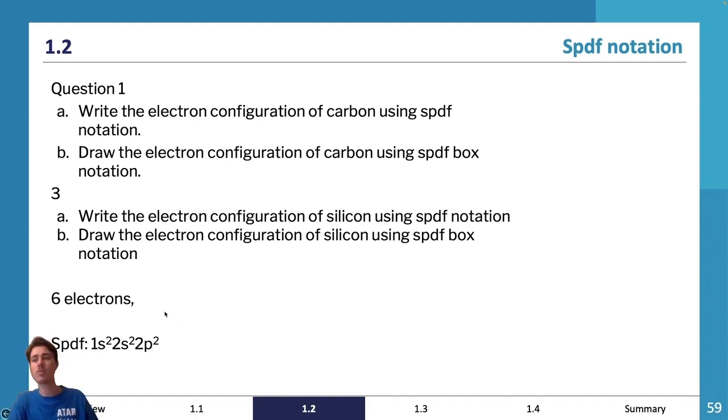2s, same thing. 2p, same thing, except this time there's 2. Well, it's p, and there's 2 again because we only have 6 electrons because it's the 6th element, so 6 electrons. So that's why we get that 2 there again. Now, I want you to have a go at drawing the electron configuration of the carbon.